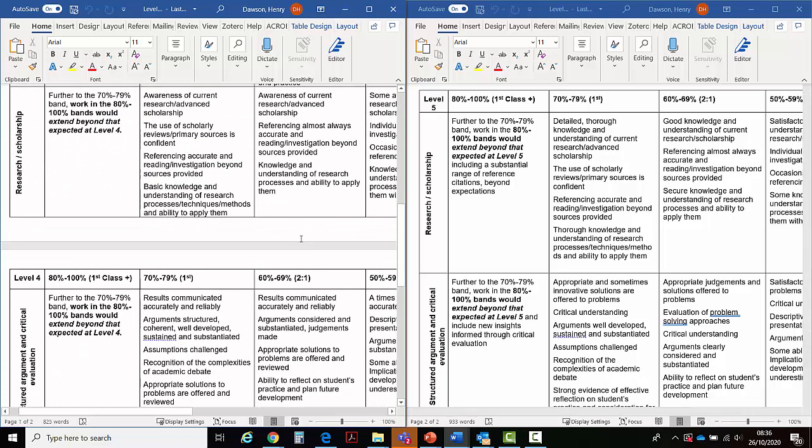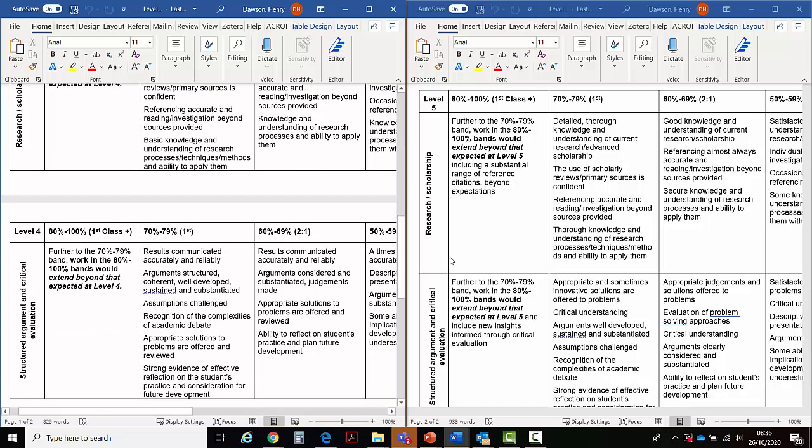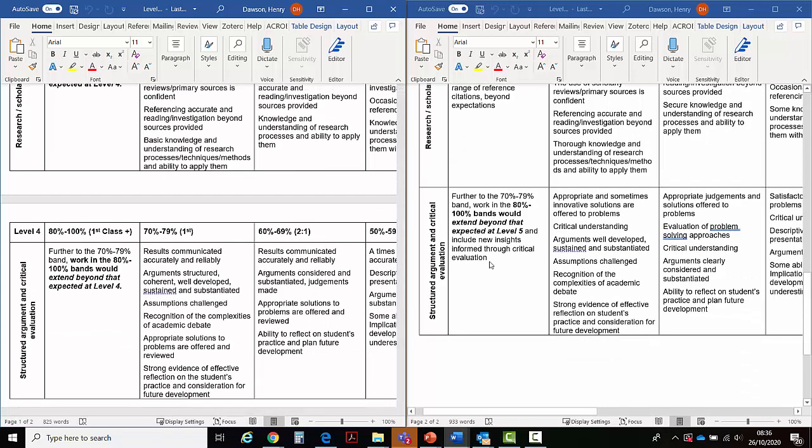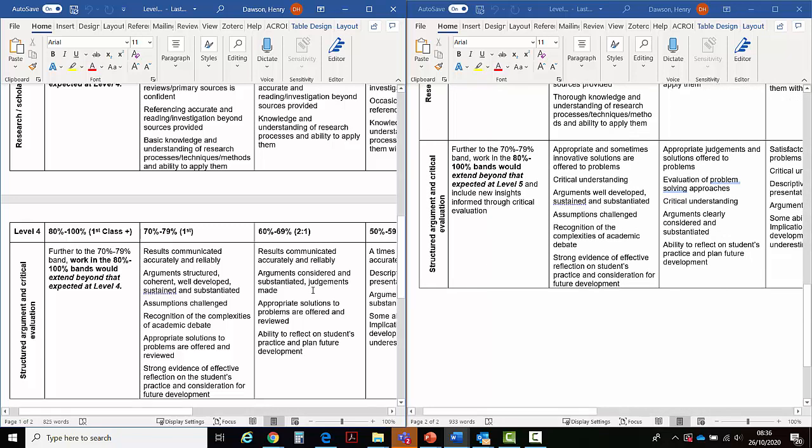Looking at the research and scholarship, awareness of current research and scholarship versus at level 5, detailed and thorough knowledge and understanding of the current research and scholarship. Use of reviews and primary sources is confident, that's the same at both levels, and so is referencing expectations. However, basic knowledge and understanding of research processes at level 4 is replaced with a thorough knowledge of and understanding of the research processes at level 5, and then similar levels of the ability to be able to apply them.